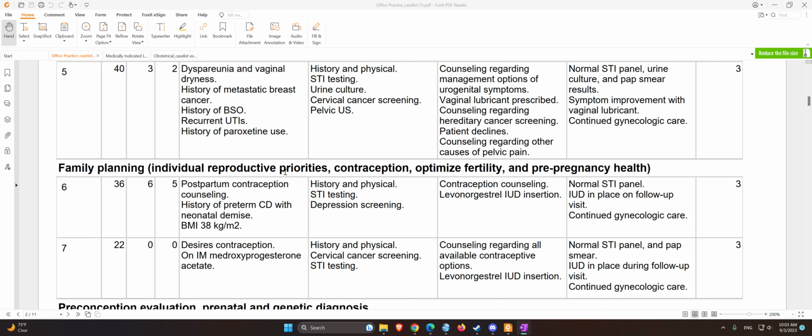So for her next pregnancy, I would perform a thorough preconception evaluation. I would... let's say she's already pregnant. She's pregnant.